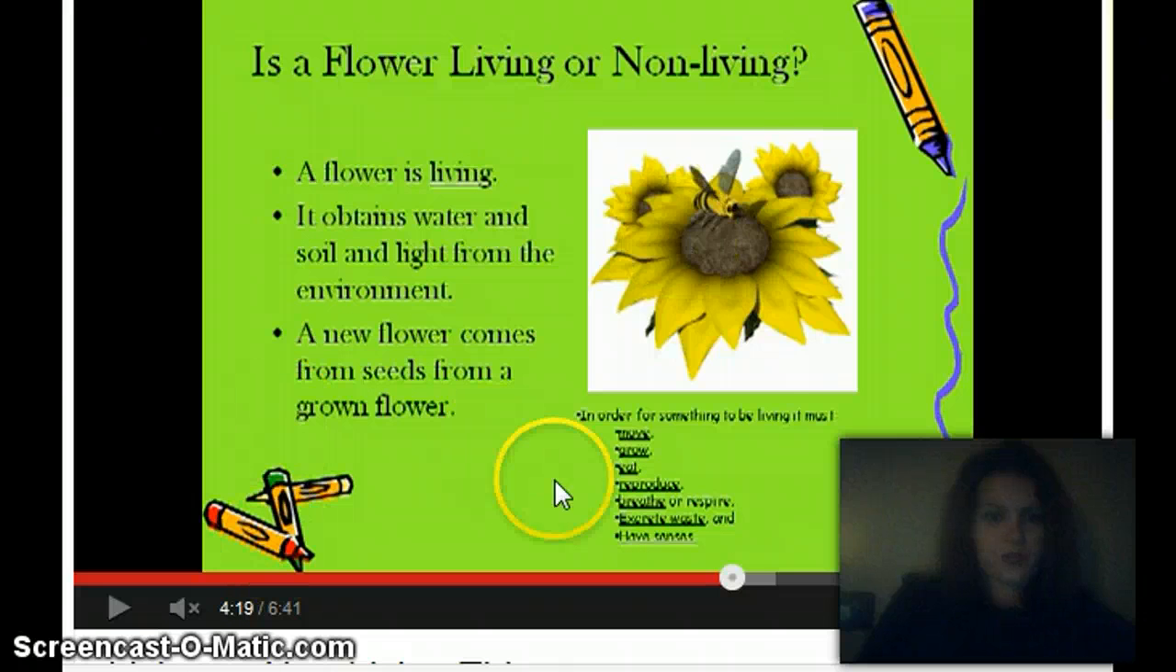So, we're looking, a flower is living or non-living. So, flowers grow, right? Flowers eat, right? Water, they need water and soil. So technically, they are living things. They need water to survive. They need soil. They need certain things to survive. A flower is living. It obtains water and soil and life from the environment. A new flower comes from seeds from a grown flower. So, flower is a living thing.